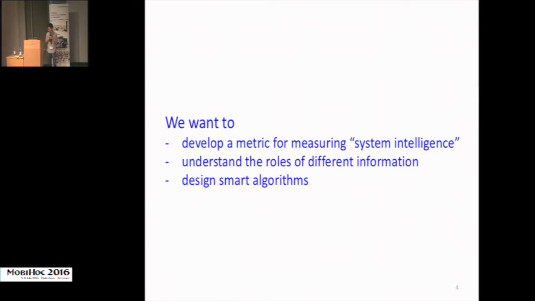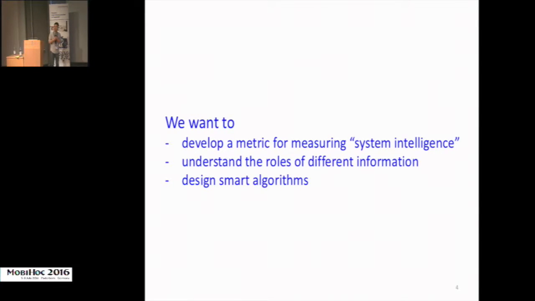And in this talk, in this work, essentially we want to at least attempt to answer the following questions, or take the initial step. So our goal is the following. We hope to develop a metric for measuring system intelligence. Okay? And then we also hope to understand the roles of different information, different factors. And also we want to design algorithms such that if I'm given a system or a service, I can control it to the level where at least the users should be maximally happy. Okay. All right, so we get into the model.